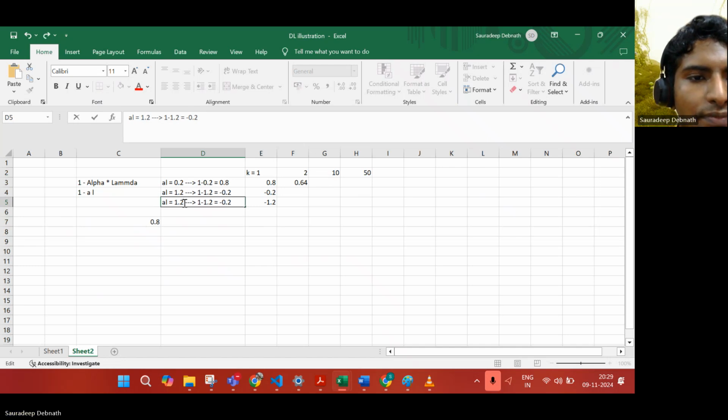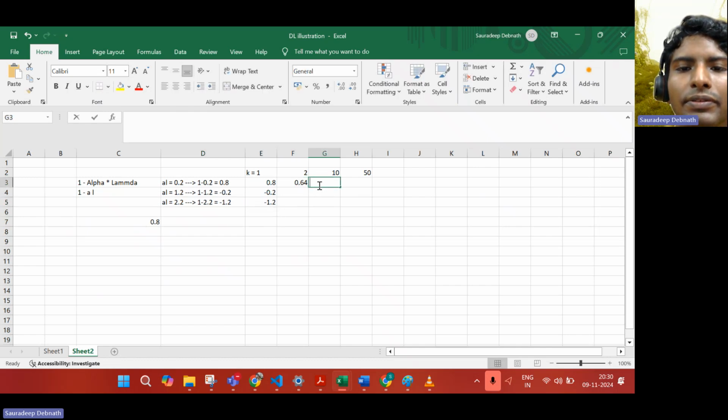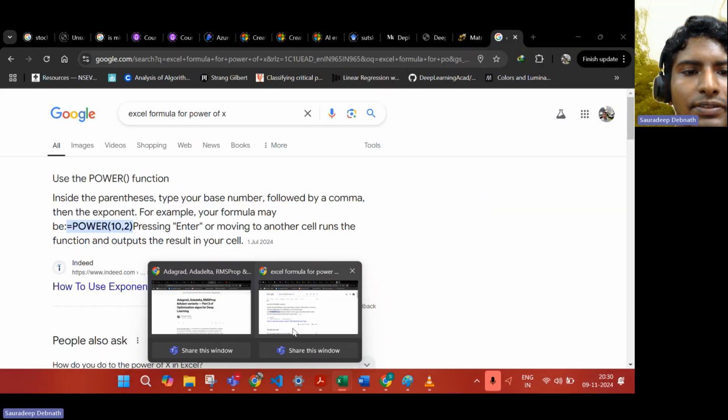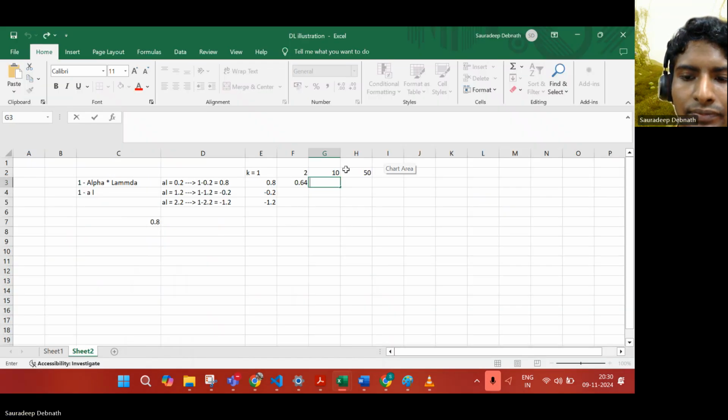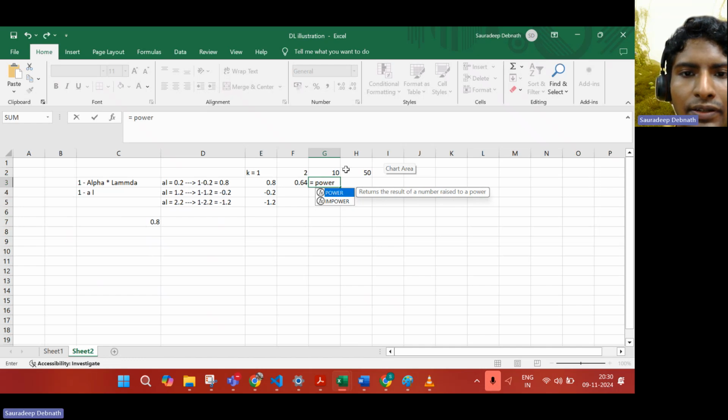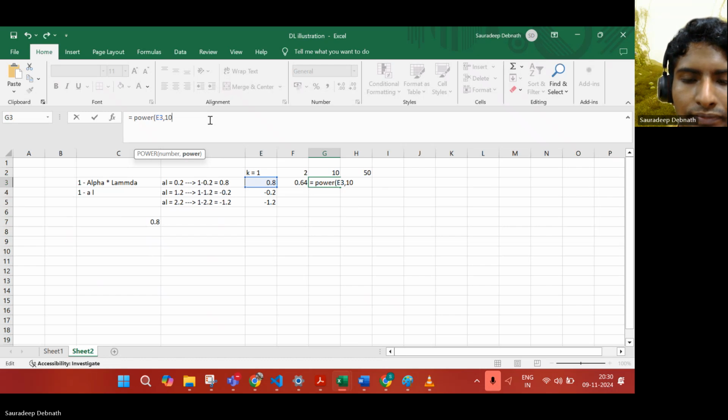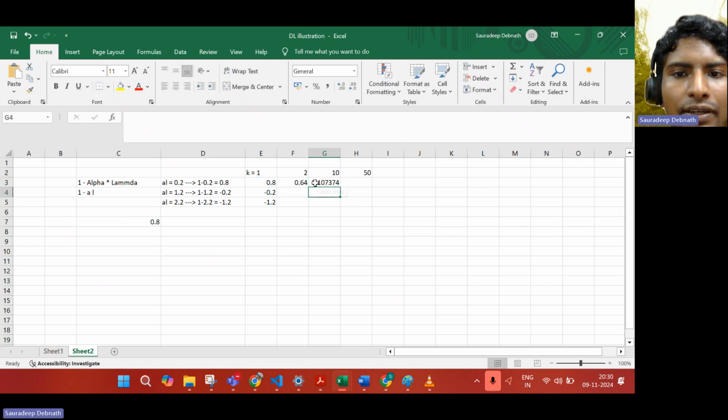To get minus 1.2, it would be if alpha lambda is equal to 2.2. Then this is minus 1.2. So we covered three cases that the Stanford lecture had mentioned. So what was that formula? Power, yeah, this to the power 10.